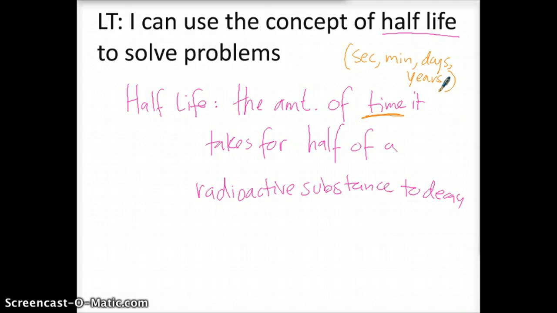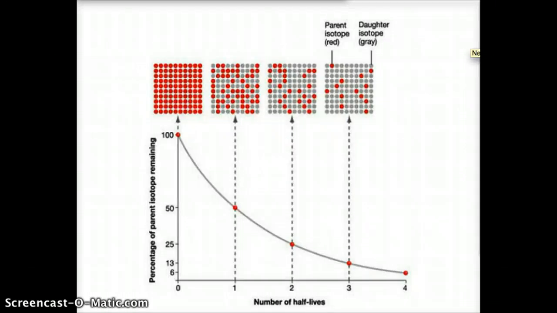Some isotopes decay very slowly. They have half-lives of years. Some decay very, very fast and have half-lives of seconds. So what do we mean by this visually? Well, here's a graph that shows at time 0, when no half-lives have happened yet. Let's say you have a jar with a bunch of atoms in it, and you know they're radioactive at the start. And let's say you have 100 atoms in that jar. Every single one of these red circles represents a radioactive atom.